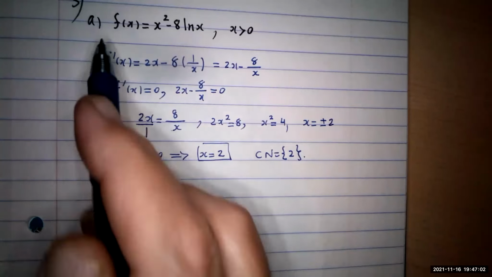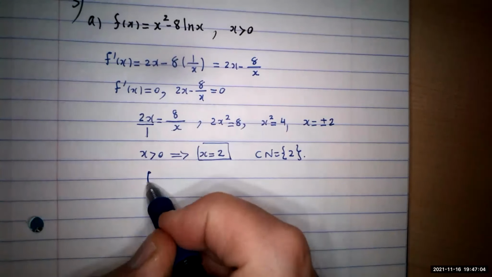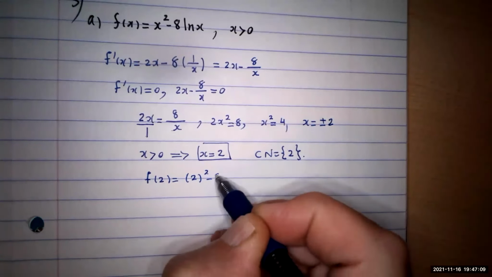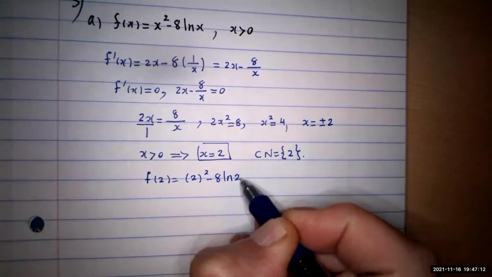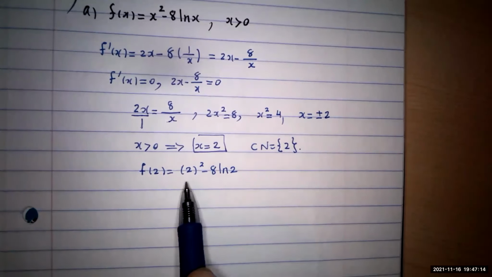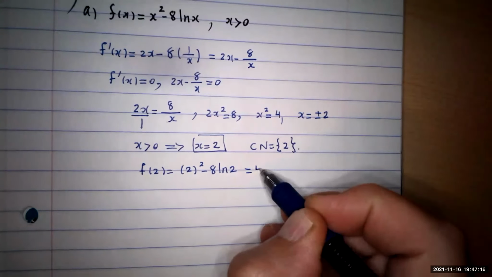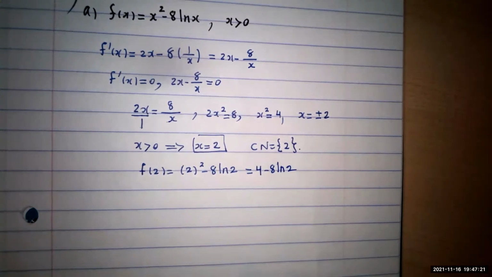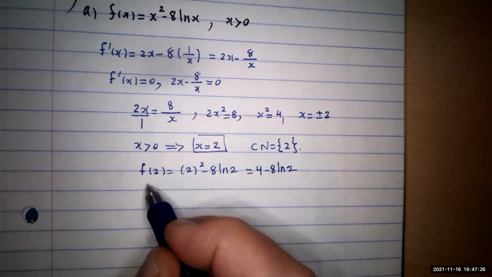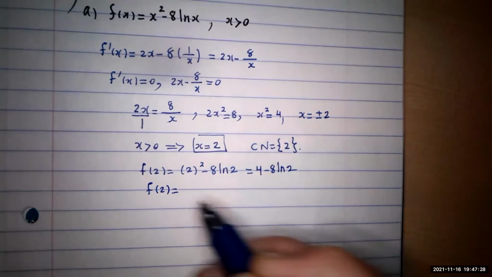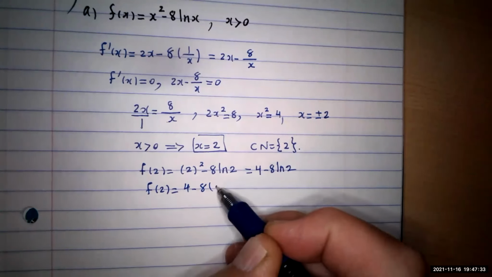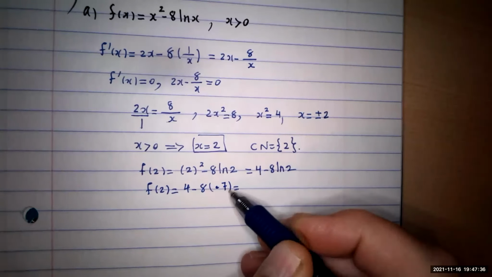Okay, so we go back, we substitute. So it's going to be f of 2. F of 2 would be 2 squared minus 8 ln of 2. You may have to use your calculator. 2 squared would be 4. So that gives you 4 minus 8 ln of 2. Okay, you may use your calculator, but ln of 2 is 0.69. So it's going to be f of 2 equal to 4 minus 8 times 0.69. I'm going to call it 0.7. Easier to work with it.